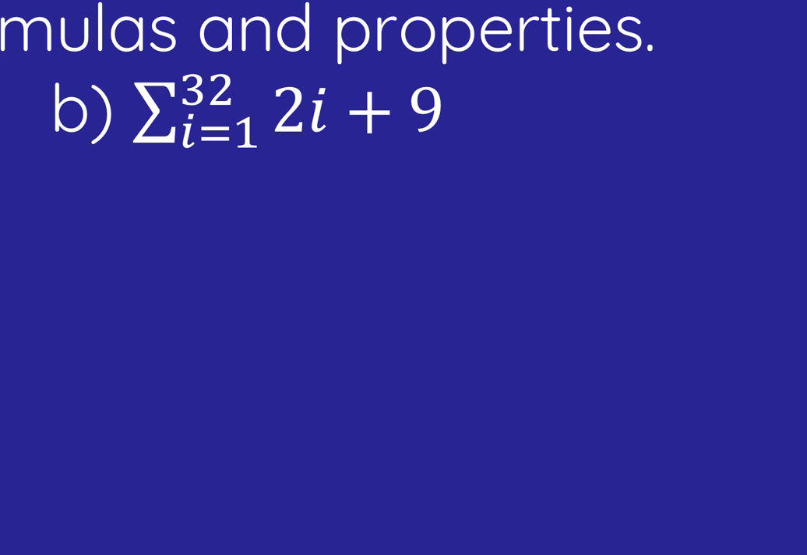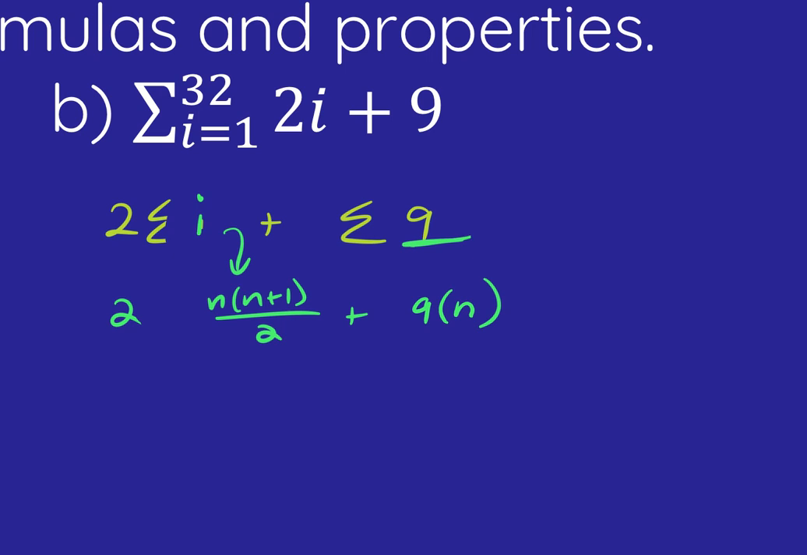All right, when you break it apart, you would get sigma of 2i plus 9, and then the 2 bumps to the front. So you have 2 sigma i plus the sigma of 9, and then i itself becomes n times n plus 1 over 2, and there's no variable here. So we just multiply that constant by n.